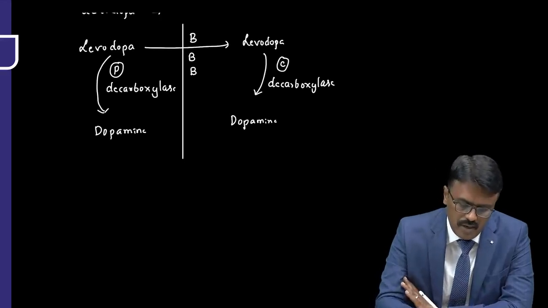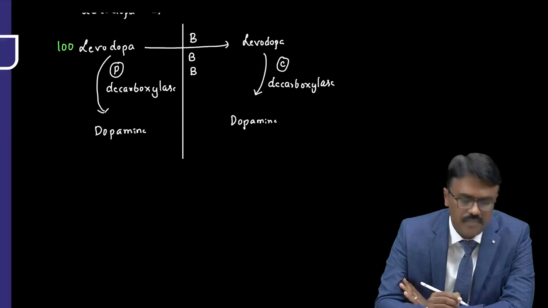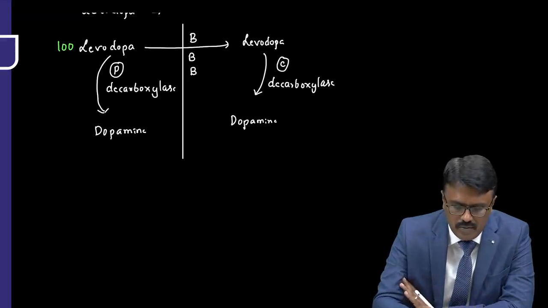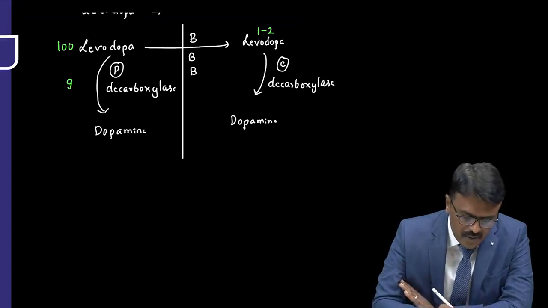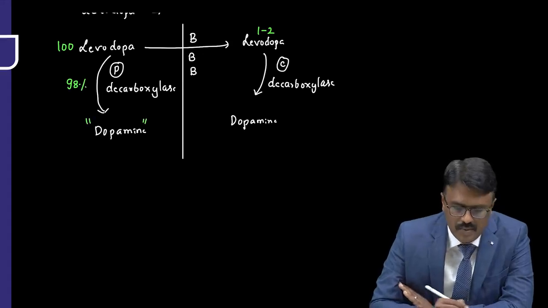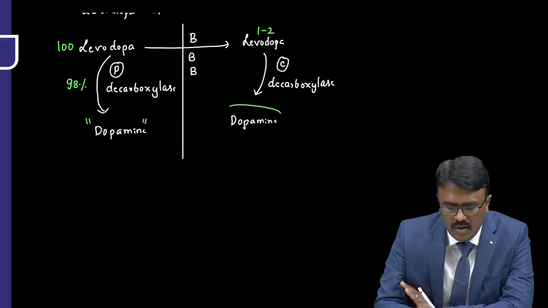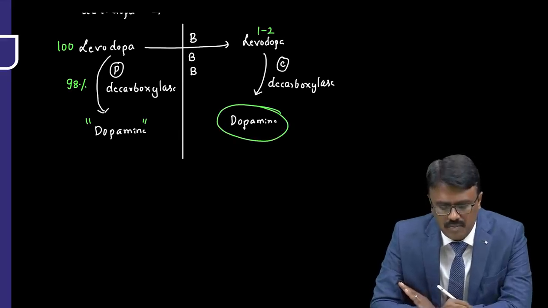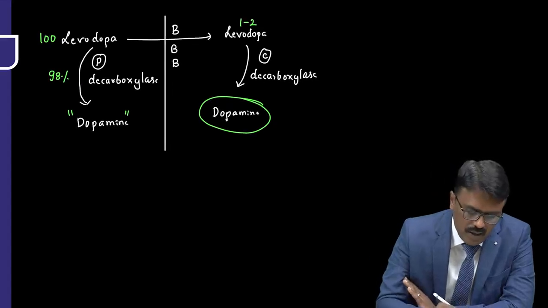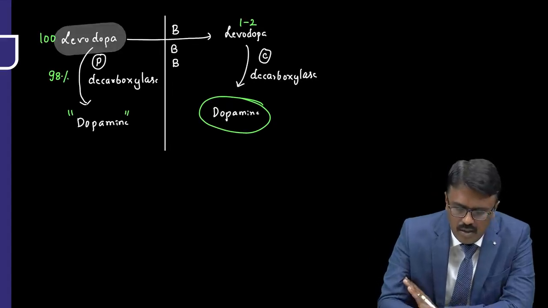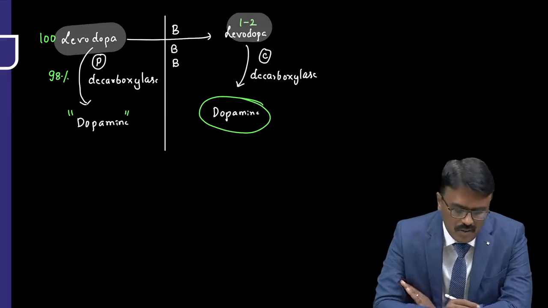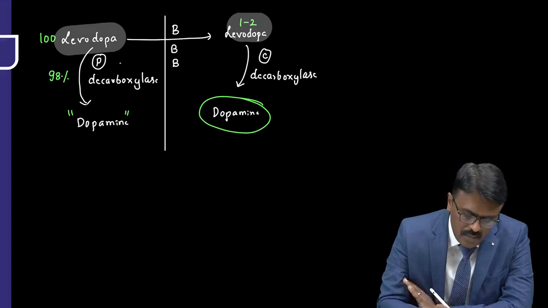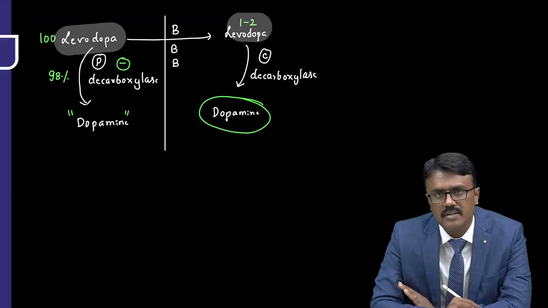Suppose I give 100 molecules of levodopa, there is entry of only 1 or 2 levodopa inside. Why? 98% of levodopa is metabolized to dopamine outside. But in Parkinson's disease, I want more dopamine inside the brain. So when I give levodopa alone, I am getting only a small response, as only 2 drugs are entering. So what should I do? I should inhibit the enzyme peripheral decarboxylase.